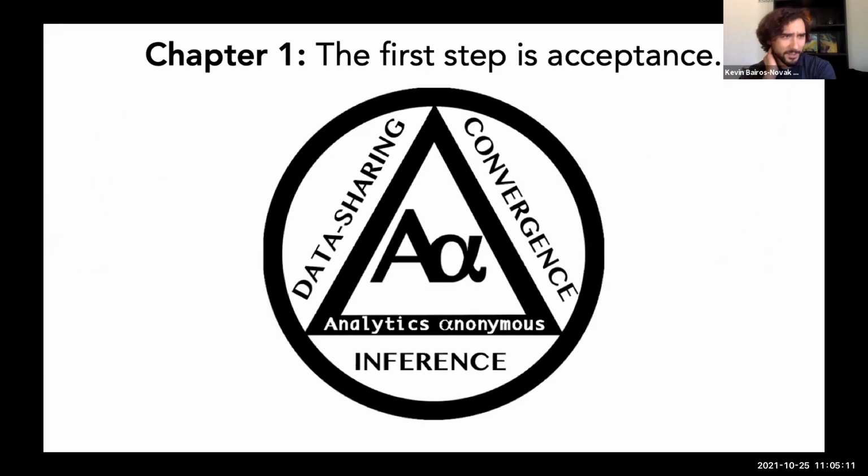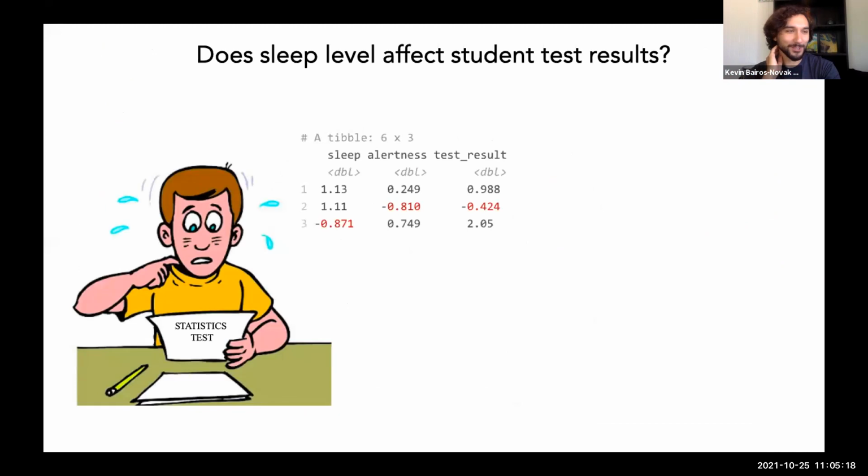So with that, I've divided the talk into 3 chapters, and the first chapter is acceptance. So just keep that in mind for now. There are a few motivating examples today.